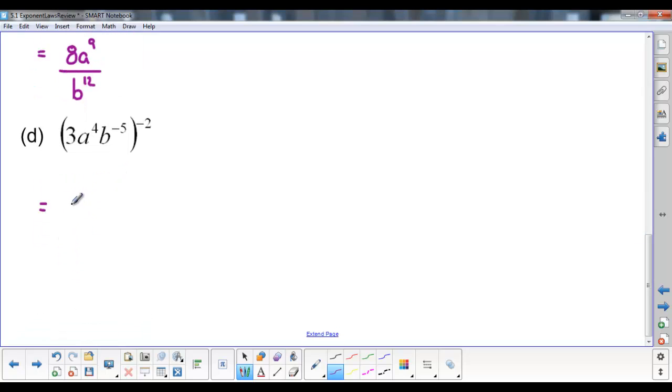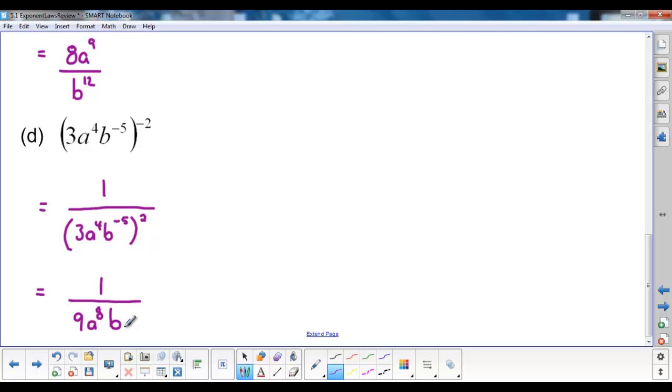Question D. There's two ways that we can tackle this question. So basically this whole expression here is raised to the power of negative 2. So you can flip it right away and say that this is 1 over 3 a to the power of 4 b to the power of negative 5, all raised to the power of positive 2. And then we can work accordingly. So 3 to the power of 2 will give us 9. A to the power of 4 squared, so we'll multiply the powers together. And same with the b.